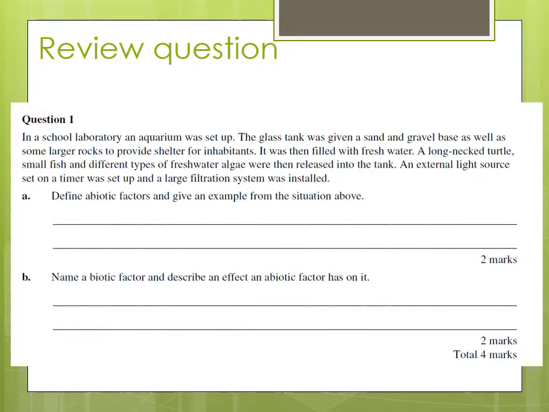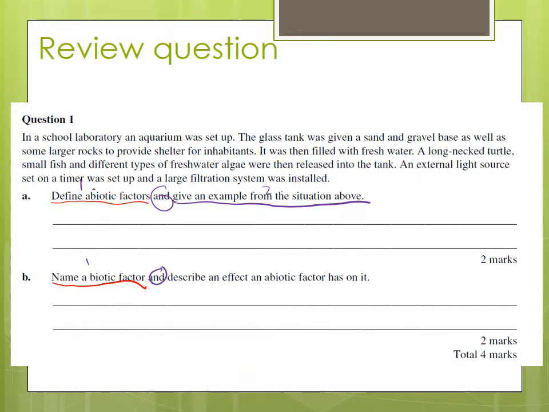That part gives you background information that you need to know to be able to answer these two questions. A says, define abiotic factors, and this 'and' is very important. The 'and' is what separates this 2-mark question. One mark would go towards defining an abiotic factor, and the other mark goes towards giving an example from the situation above. They've listed lots of different things that they've done in this environment. All you need to do is give one example of an abiotic factor. The second question says name a biotic factor. That would be worth 1 mark.